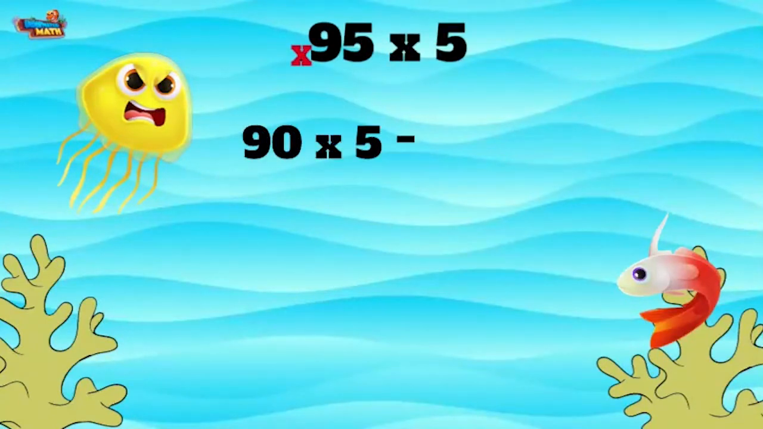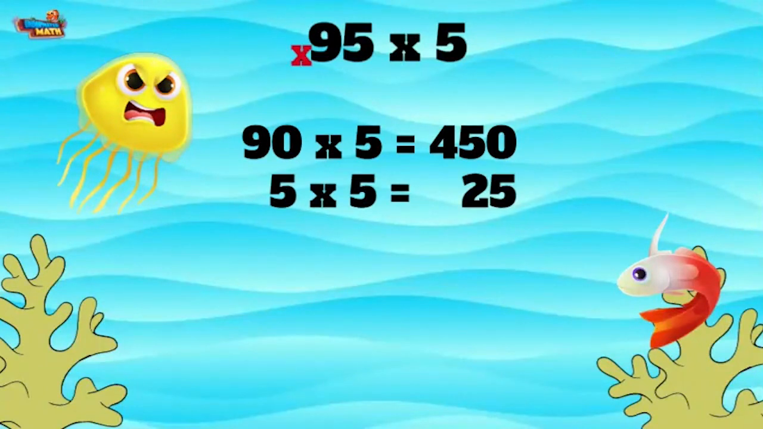Then multiply 90 times 5 and then 5 times 5. Add the products together for a total of 475. We haven't finished because we need to put the decimal back into the correct location.